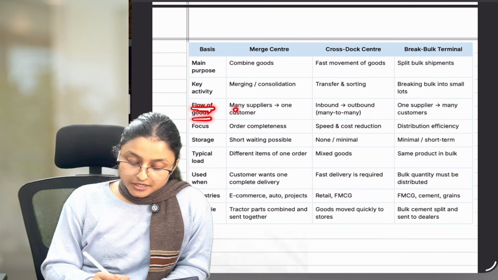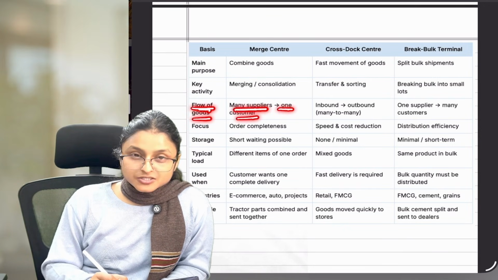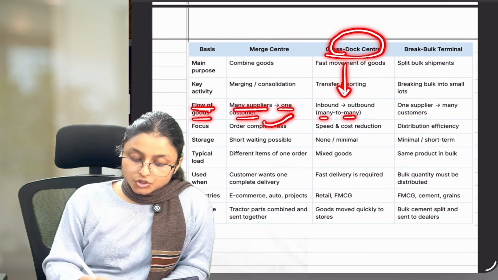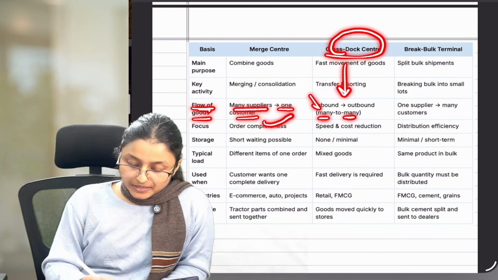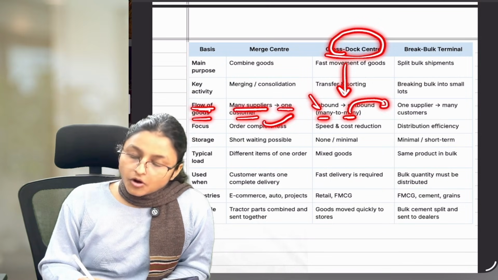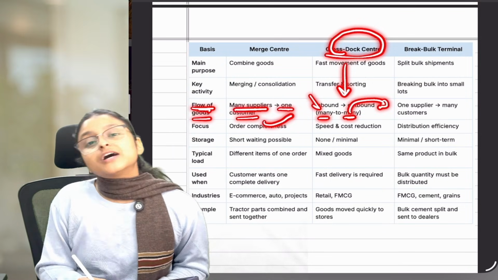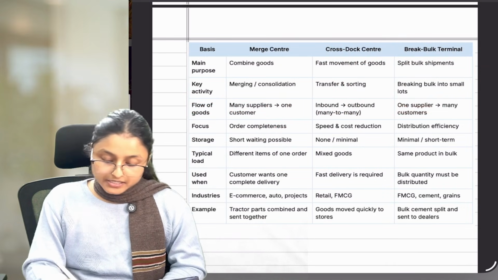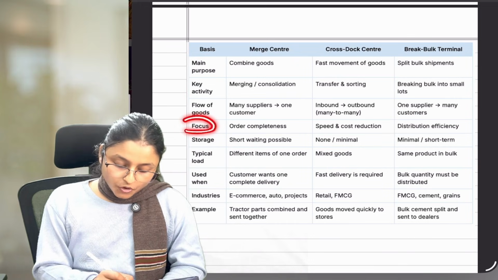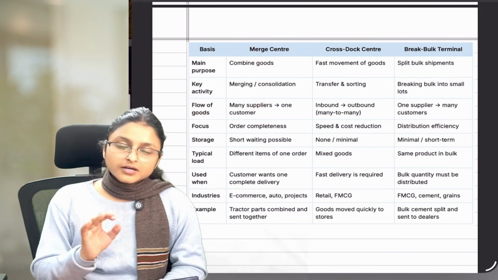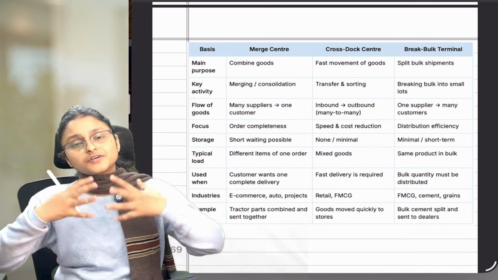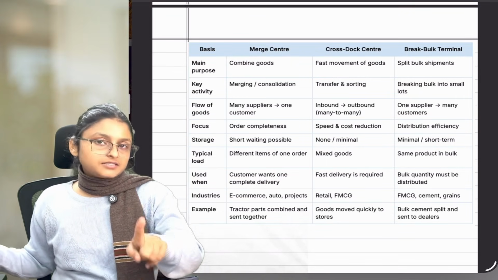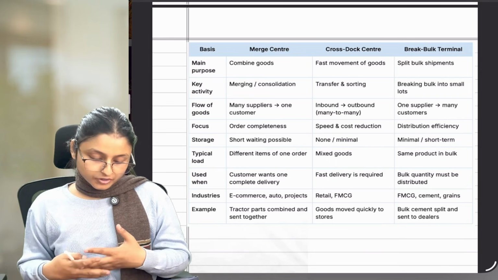Here we break the bulk on the basis of requirements of the dealer. Flow of goods. Here from many supplier to one customer we transfer the goods. In cross dock we transfer from many to many. That means many suppliers to many of our retail stores or many of our factories. Break bulk terminal is for one supplier to many customers. Focus. Here our focus is order completeness so that we can transfer the complete order to the dealers. In one truck itself, we need not assign different trucks for the same.